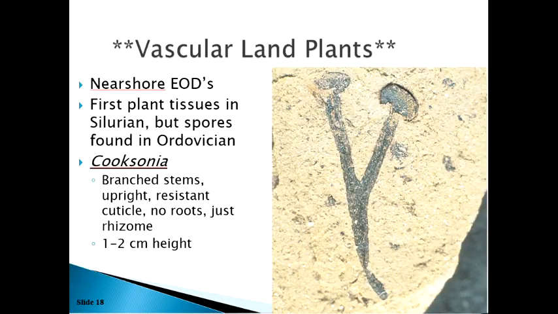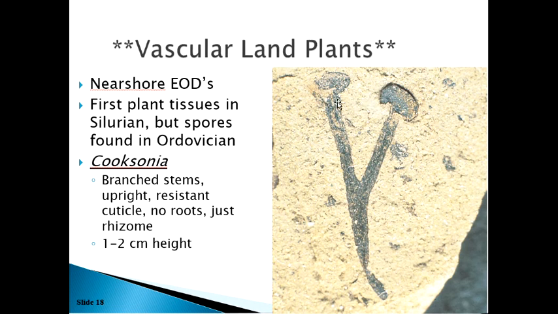What else? What else is happening at this time? Well, a little thing called life moves on land. The first things that do it are plants, vascular land plants. And what you're looking at here is Cooksonia. It's taken to be the very first land plant. First time we find fossils like this one, and this whole thing is maybe an inch tall.